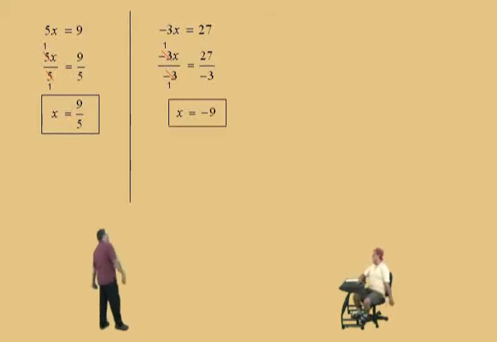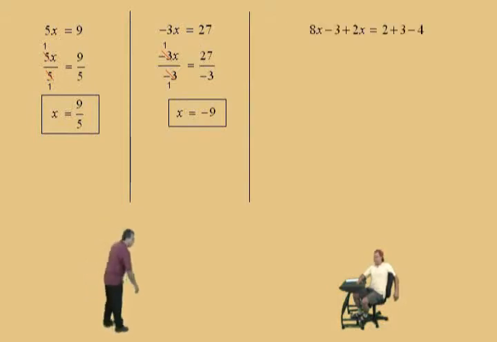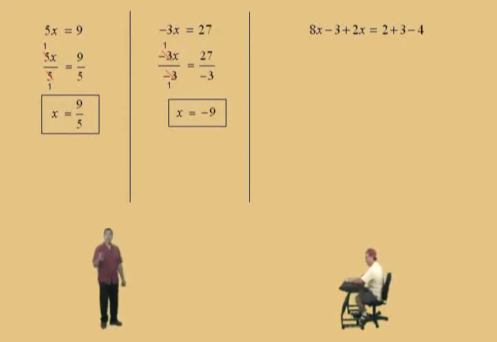Negative 9. Very nice there, Charlie. Negative 9, and that is our answer. Let's continue on. Now, don't get scared. This particular equation requires that we combine like terms first.